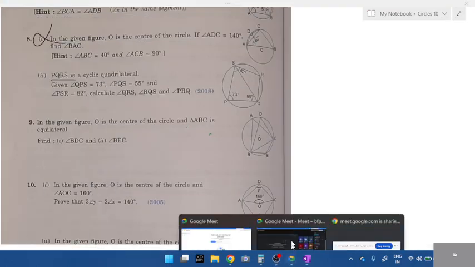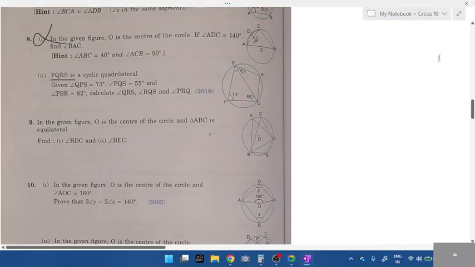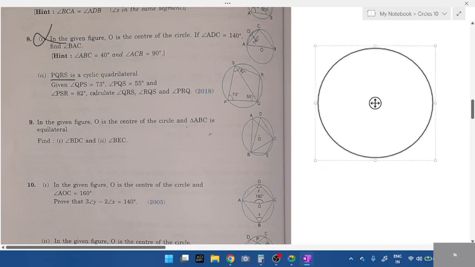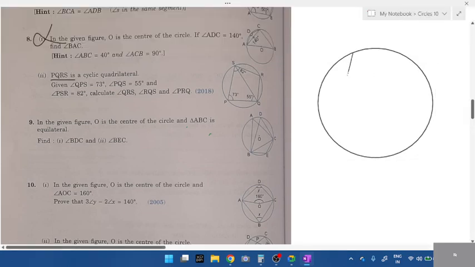Yes, students, all of you completed? Done? Yes, got the answer? Last one. Last part was PRQ, right? See, same concept. Whatever I taught in the seventh one, for PRQ you could have used angle of same segment. Okay, let me do it, students.